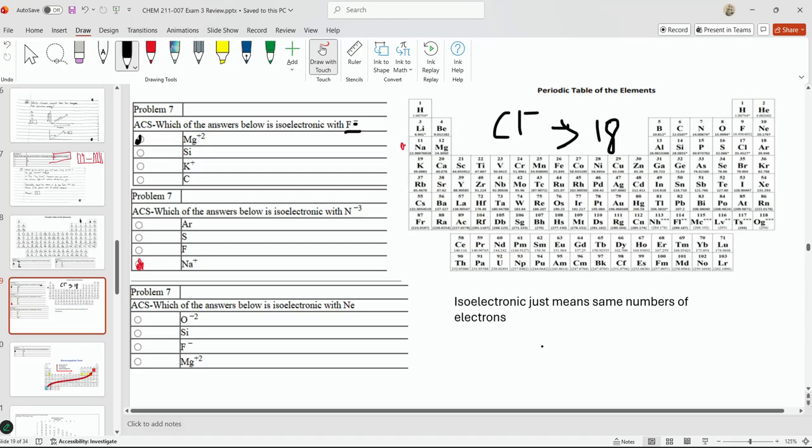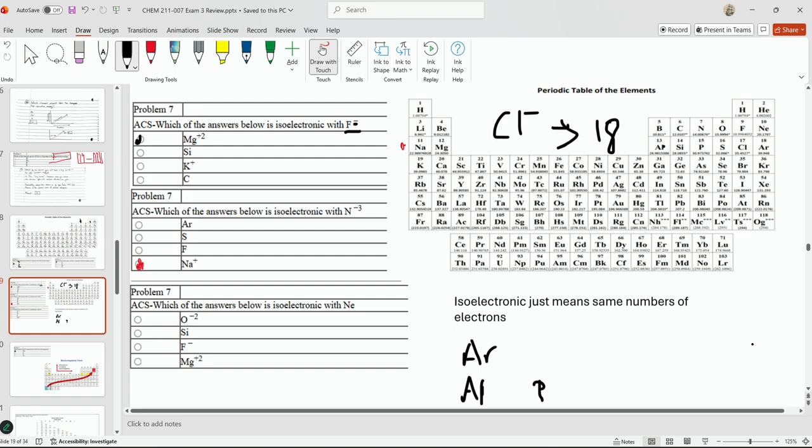Okay, so what was the option? Argon, so argon, right? So we have Ar, aluminum, and potassium. Potassium, so 15. And what was the last option?